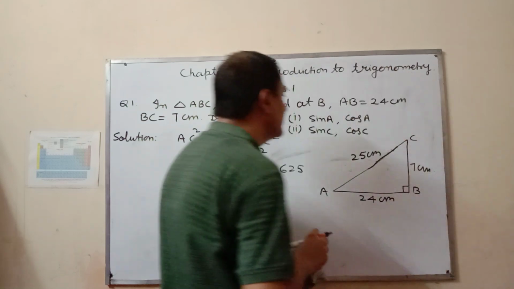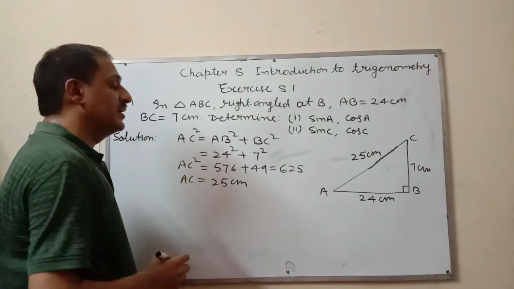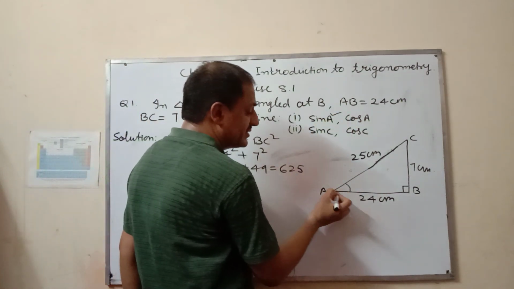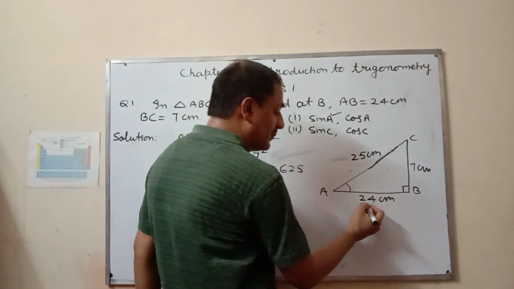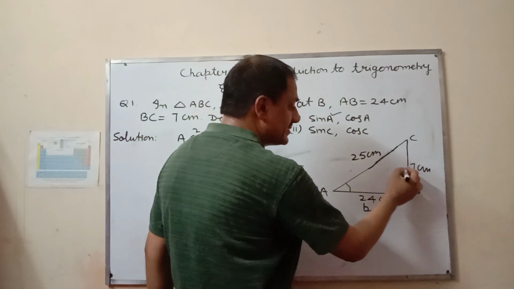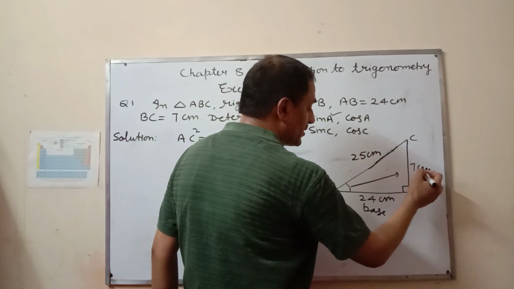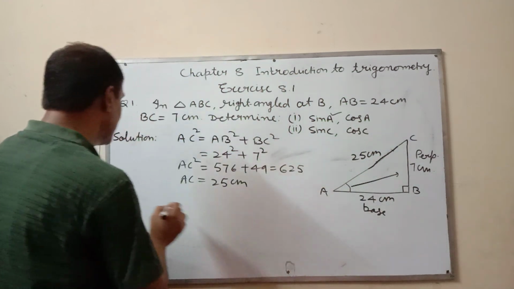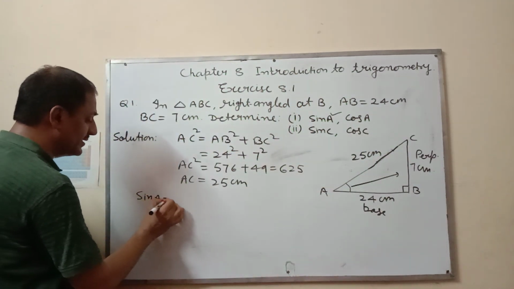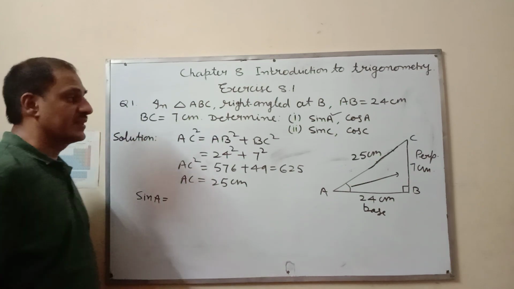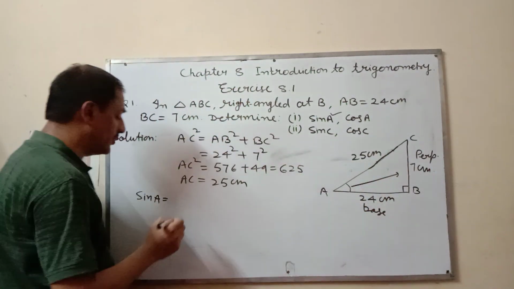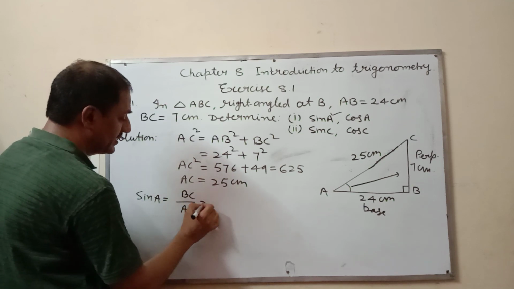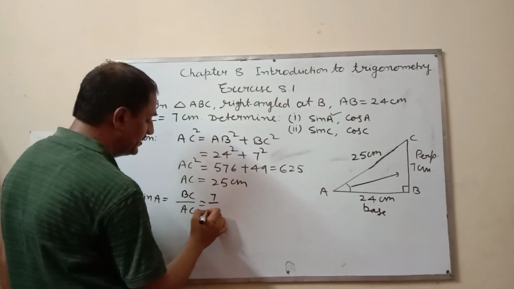Now I am going to find the value of sin A. With respect to angle A, this side is the adjacent side, so this side will become the base, and the side opposite to it is called the perpendicular. This is the perpendicular and this is the hypotenuse. So the value of sin A is equal to what? You know that sin A is equal to perpendicular upon hypotenuse. Perpendicular is BC, so BC upon AC. Now it will become 7 upon 25.